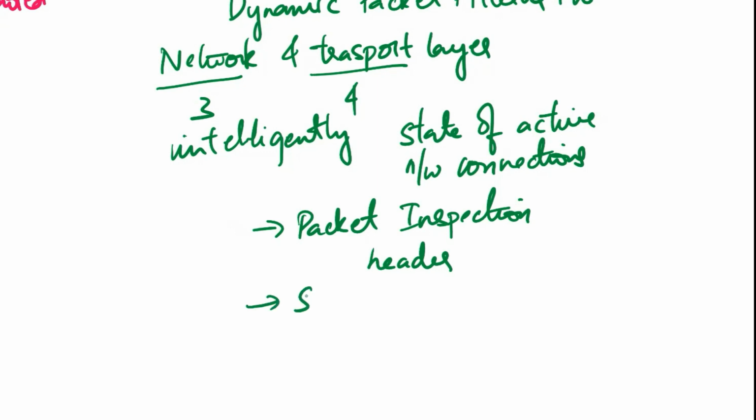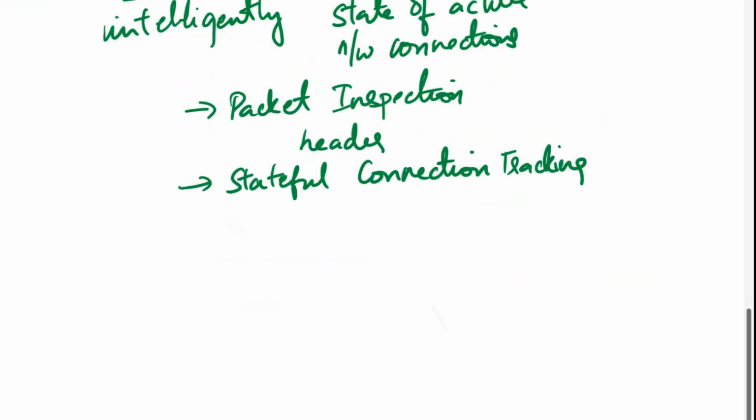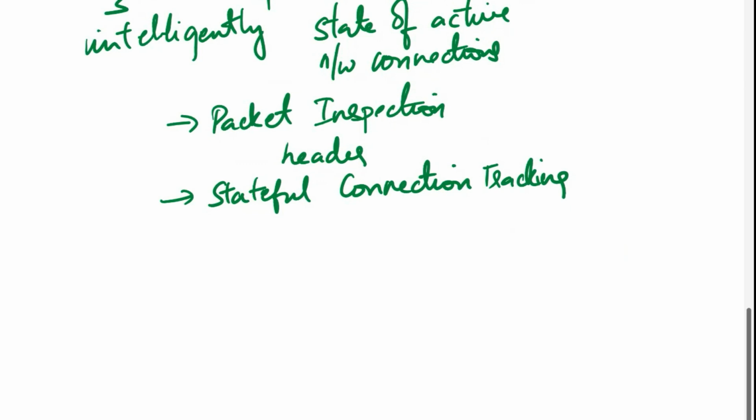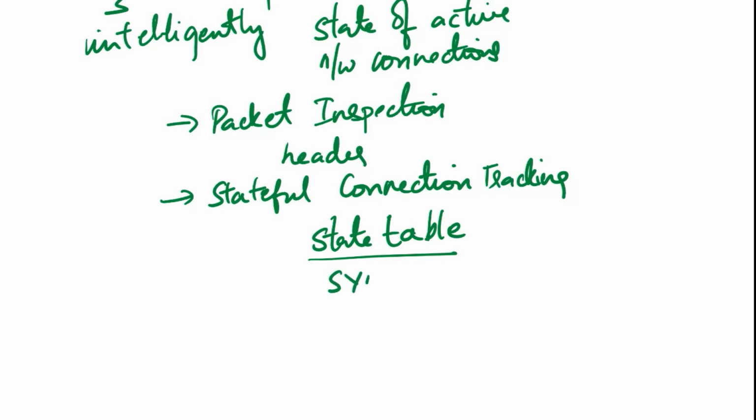The next characteristic is stateful connection tracking. What distinguishes stateful inspection firewalls is their ability to maintain a state table. State table is also sometimes referred to as connection table or stateful table. This table records the state and details of active network connections. So when a new connection is initiated, the firewall creates an entry in this table, storing information about the connection, including the source and destination addresses, port numbers, and the state of connection. State of connection can be SYN connection, established connection, FIN wait connection. These are some of the examples.